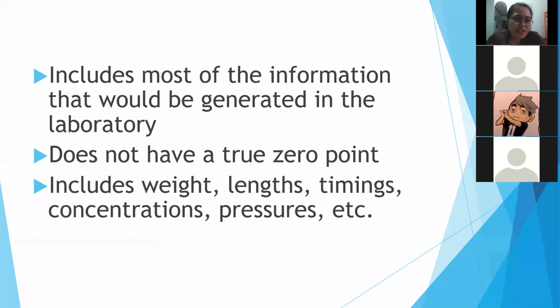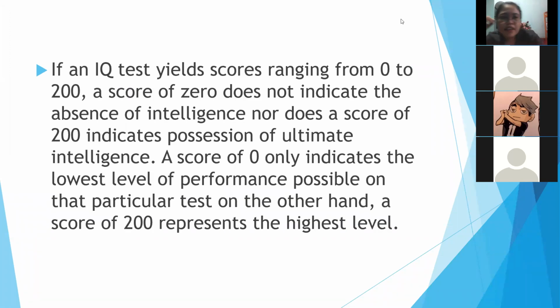Now, this one is an example of an interval scale. Like if an IQ test yields scores ranging from 0 to 200, a score of 0 does not indicate the absence of intelligence. Therefore, ang 0 dinhi, dili siya true 0. Kaya pag mayon kag 0 jud, meaning wala to siya intelligence. But for an IQ test, the 0 score does not mean wala kay intelligence. Nor does a score of 200 indicate possession of ultimate intelligence.